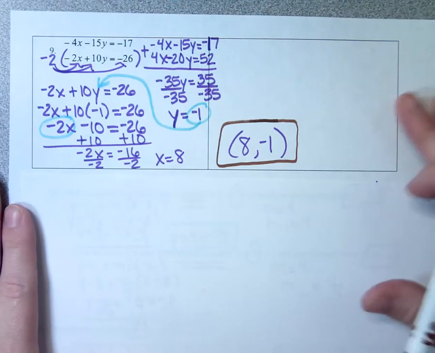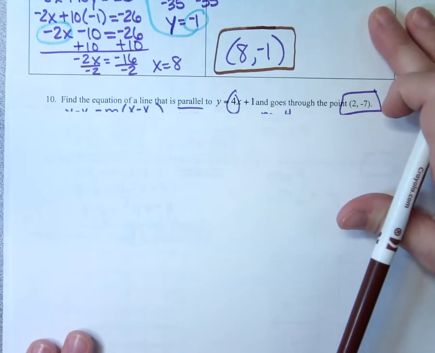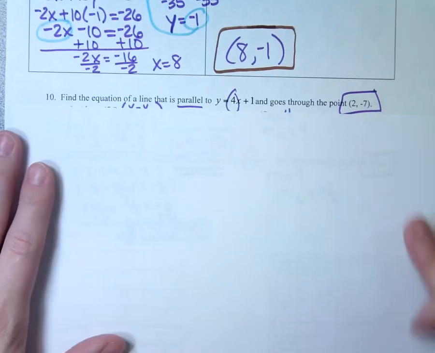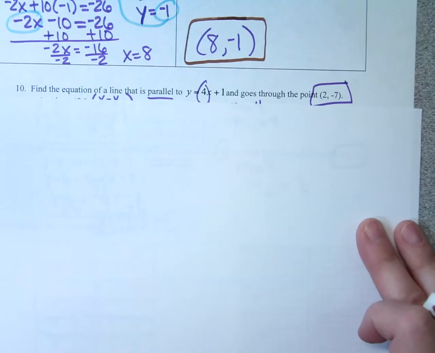Okay, number 10 gets into some old stuff, into some review. So it tells me that I want to find the equation of a line that's parallel to y equals 4x plus 1, and I want it to go through this point. So what do we remember about parallel lines? What do you remember about their slope? Their slope's the same. Parallel lines have the same slope. So I look for the slope of this equation here, and my slope is 4. So if I want to be parallel to it, I also need to have a slope of 4. So that's what I wrote off to the side here.